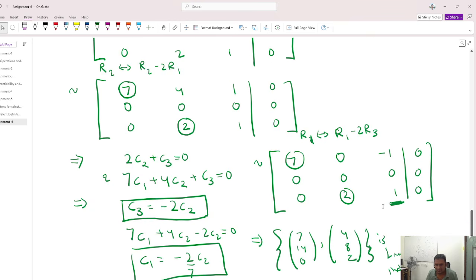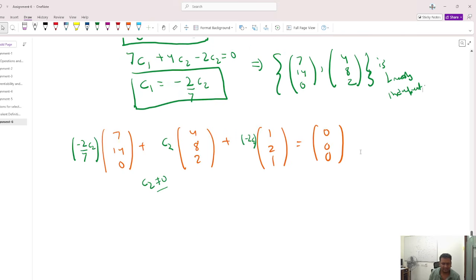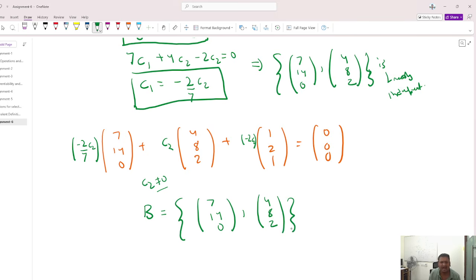This clearly shows it: multiply the first column by minus 1 by 7 and the second vector by 1 by 2 and add them, and that gives the third column. So what is your basis? A basis should be a linearly independent subset, and you already have the span. So the basis for V will be, this is not a unique choice, I urge you to find other choices also, 7, 14, 0 and 4, 8, 2. So this is our basis, okay?